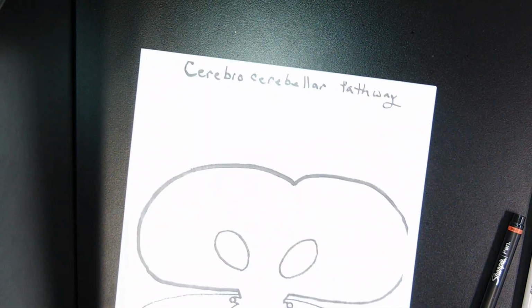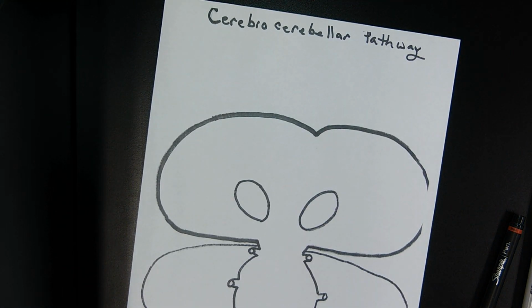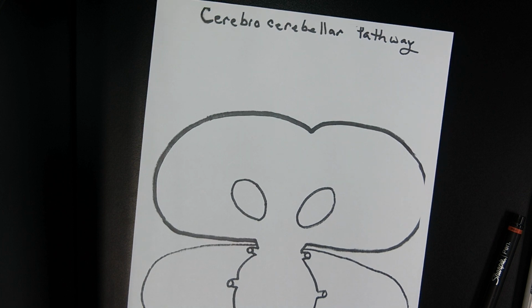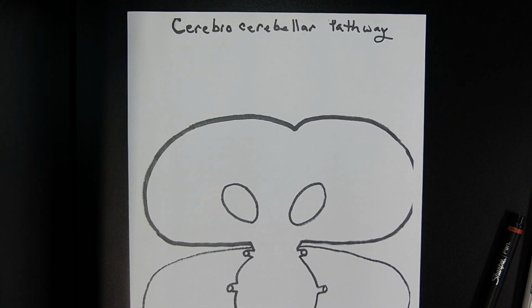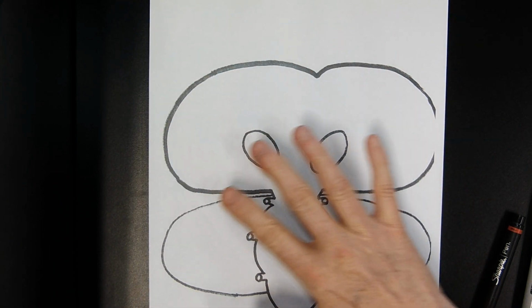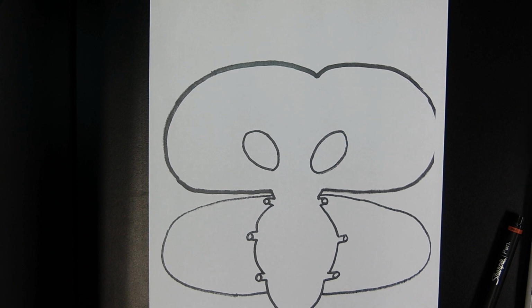And the last pathway is going to be your cerebrocerebellar pathway. And this one we talked about before, that was thinking about moving. Okay, same cross section, same thing that I've done before, no difference.